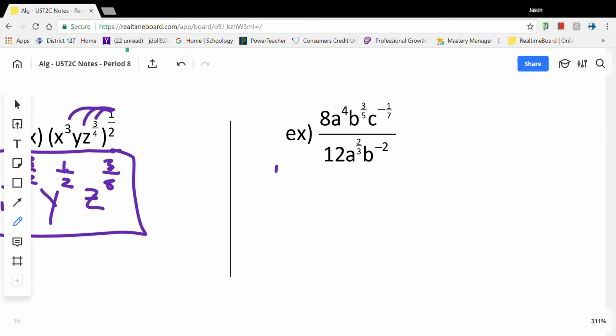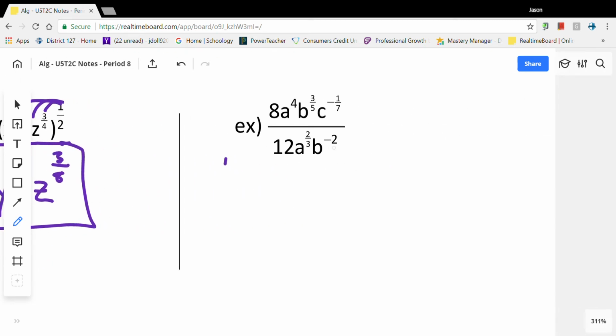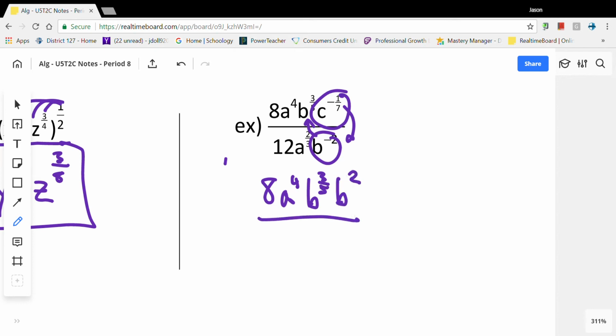All right, now this one looks really big and nasty, but it's actually not too bad. Let's use our negative exponent property. I have negative exponents, so I'm going to move their position here. So that will become 8a to the 4th, b to the 3/5, b squared, and then on the bottom, I will have 12a to the 2/3, c to the 1/7. All right, on top, I'm multiplying the same base, and you can see with the a's, I'm dividing the same base. So these two exponents I'm going to add. These two exponents, the 4 and the 2/3, I'm going to subtract.